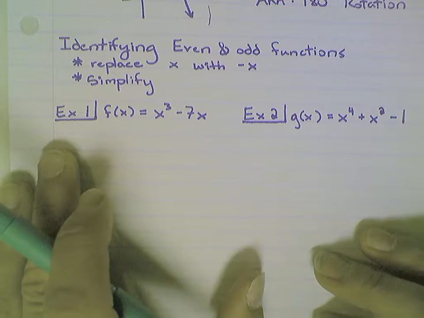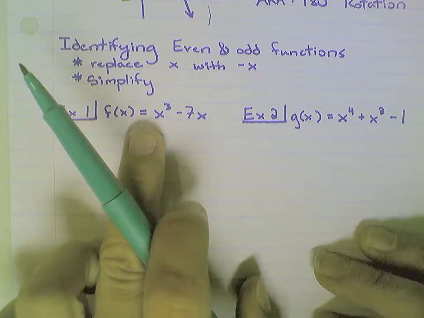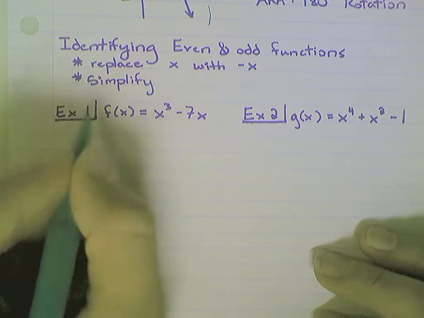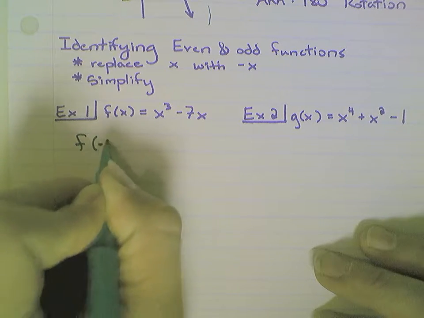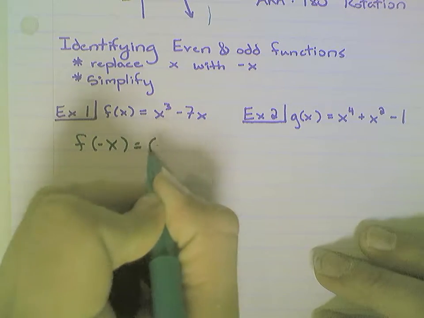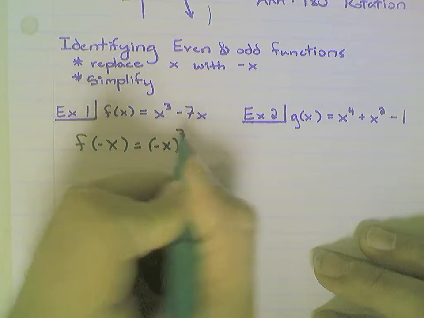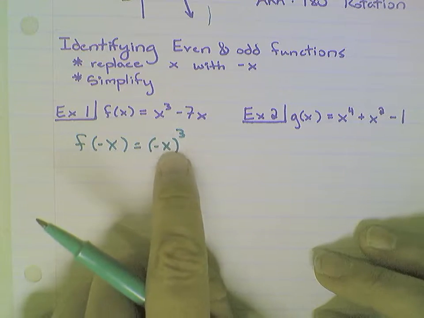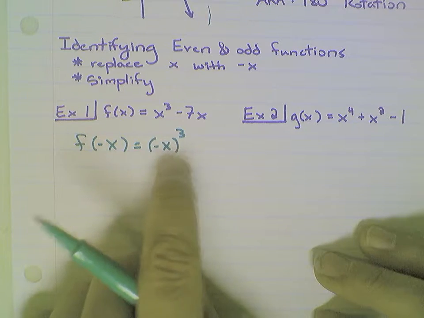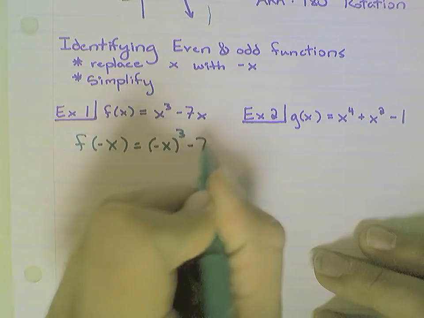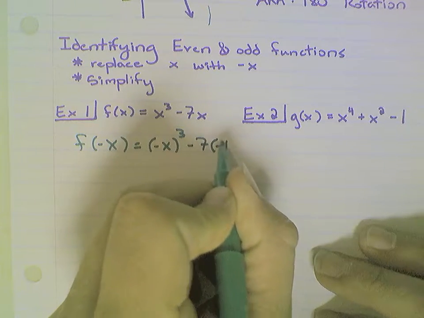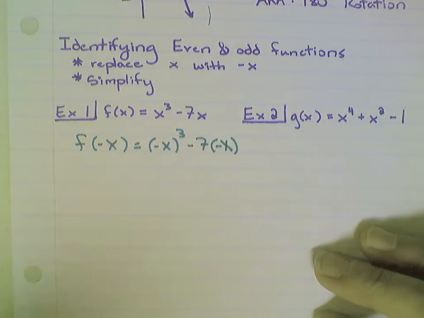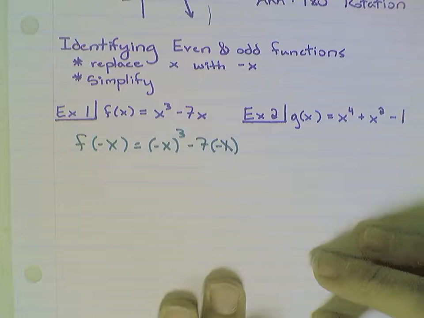So if I look at example 1, I have f(x) = x^3 - 7x, and I want to switch the x to the -x. So for every x that was in my original function, I now have to put in a -x. Notice that I have to put in parentheses when I do this. So I'm switching all the x's with just -x's. Now I have to simplify.